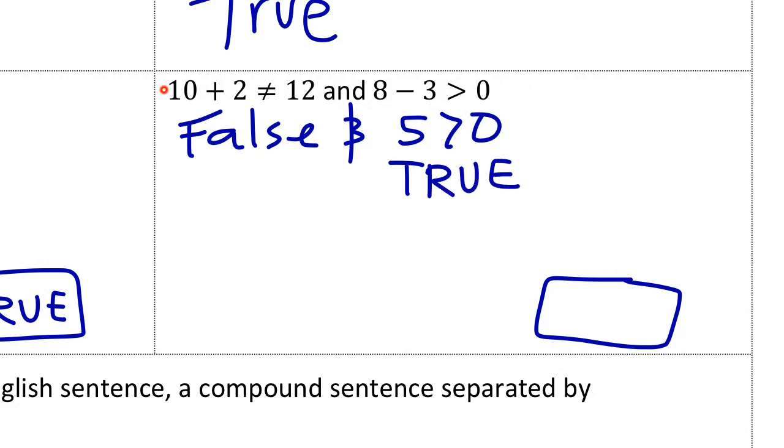But if I'm looking at the statement altogether, it says and. So I can't have false and true. It's either all true or it's not true at all when I use and. So this statement's actually going to be a false statement.